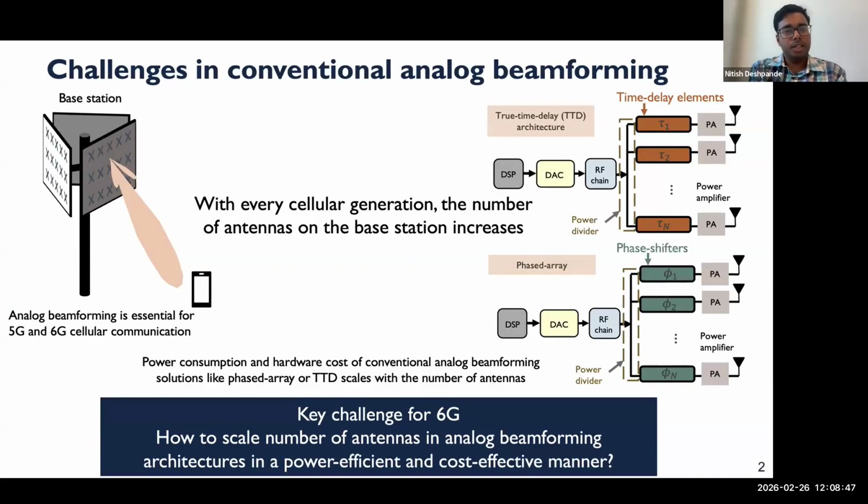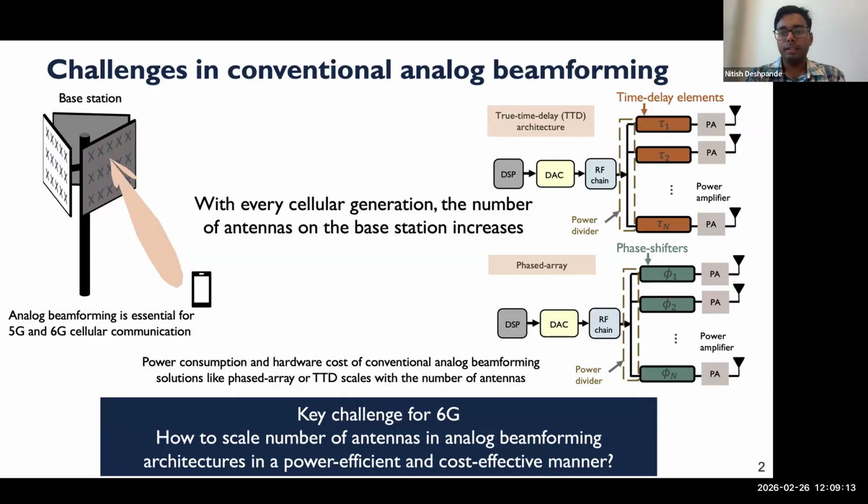Let's begin by discussing the challenges in conventional analog beamforming. As you all know, analog beamforming is essential for 5G and 6G cellular communication. And with every cellular generation, the number of antennas on the base station keeps on increasing. The conventional analog solutions include devices like time delays or phase shifters on every antenna.